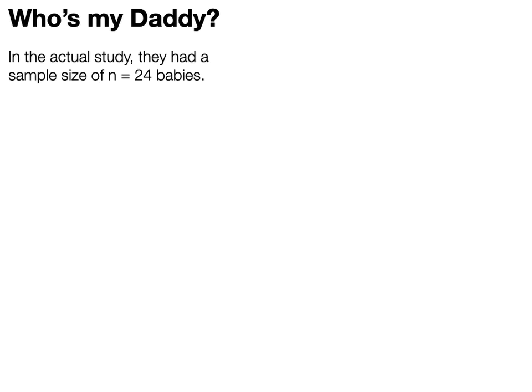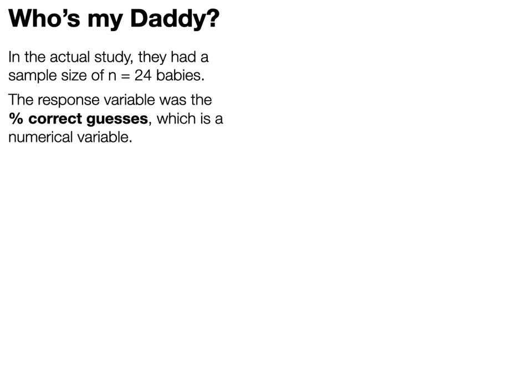All right, so in their actual study, they had a sample size of 24 different babies, and each person that came in would try to guess who the father was, and separately they would be shown 3 potential mothers. The response variable would be the percent of correct guesses for these babies. So the sample size is the 24 babies, and the response variable is a measure of how much that baby resembled its true parent.